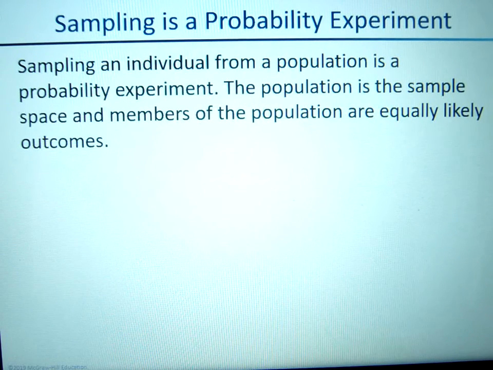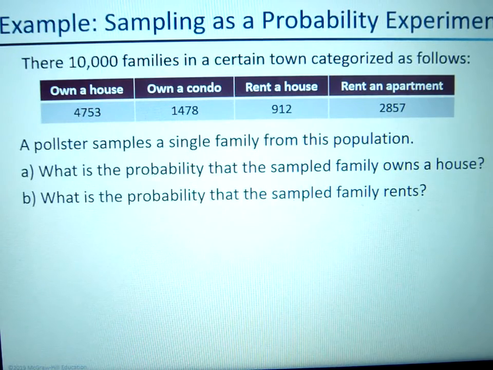Now, sampling an individual from a population is a probability experiment. The probability is the same, or the probability is the sample space, and the members of the population are equally likely outcomes. So here we have 10,000 families in a certain town that are categorized by the following. Either they own a house, own a condo, rent a house, or rent an apartment. So a pollster samples a single family from this population. What's the probability that the sampled family owns a house? What's the probability that the sample family rents?